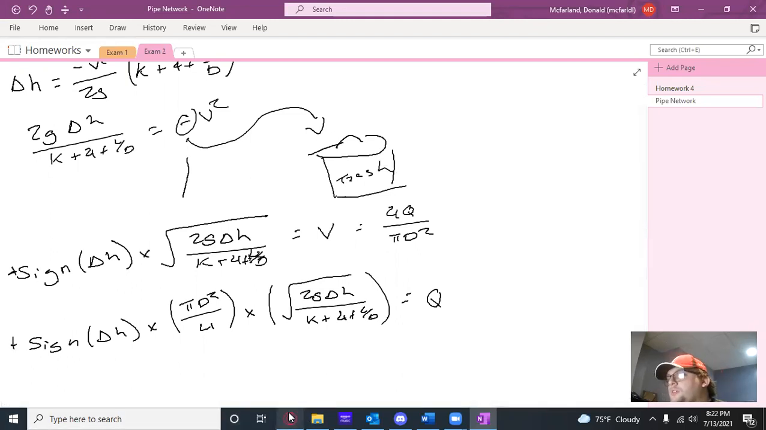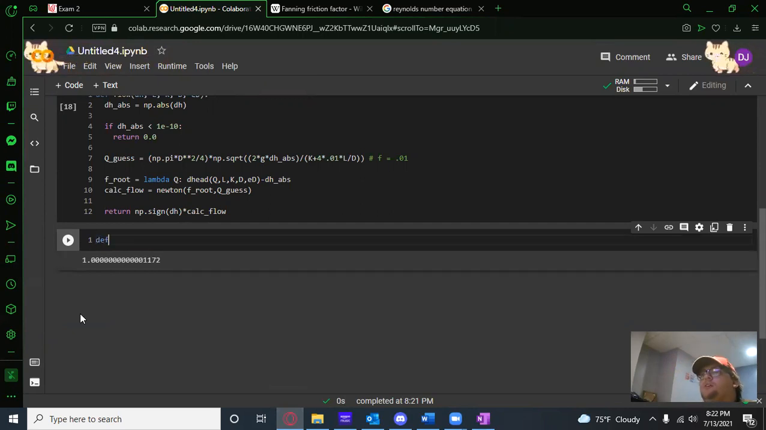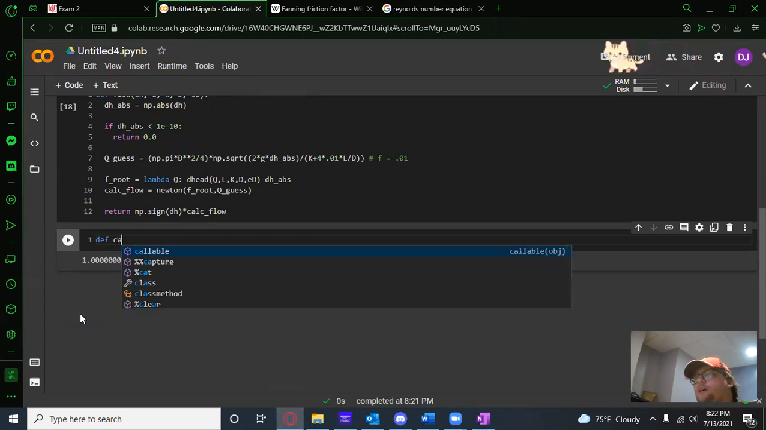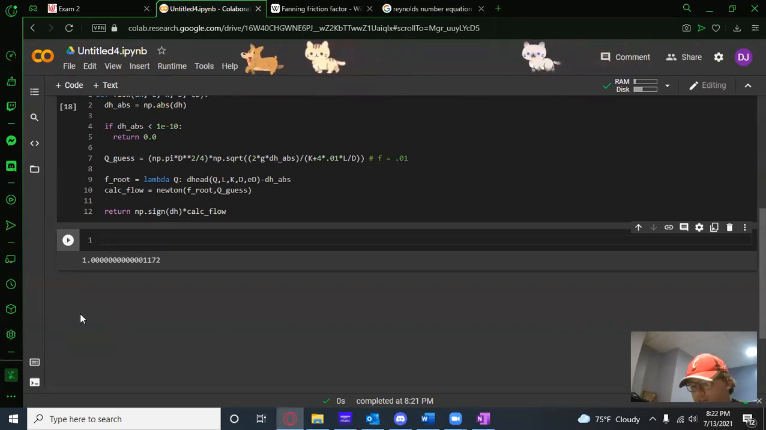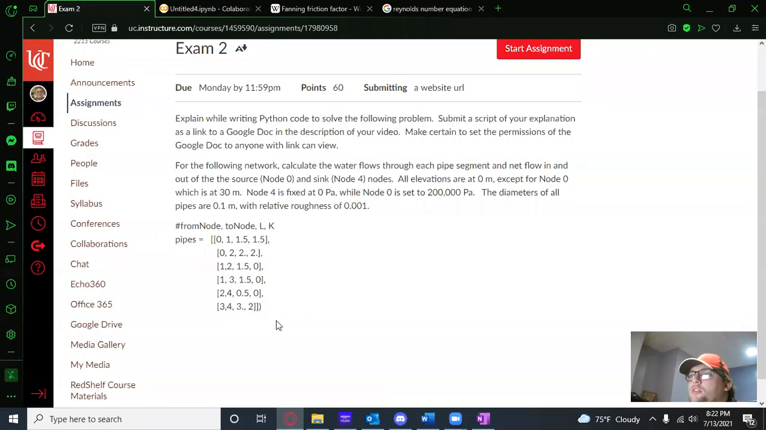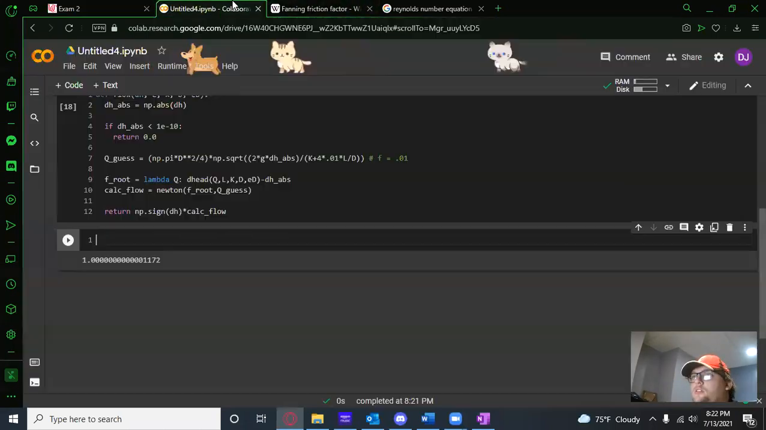All right. So now we have that figured out, we can create another function called calculate the flows, or just calc flow. We'll be using something called head values. Actually, it might be easier if I do this. So what I'm going to do first is copy paste this into our script.